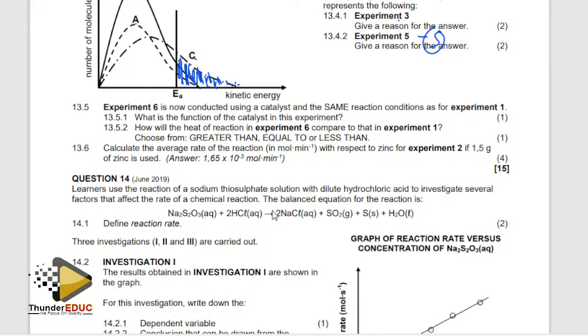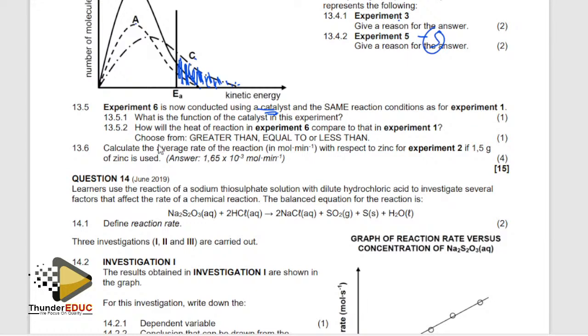Now you go to the next question. What are they saying? Experiment 6 is now conducted using the catalyst. Catalyst, remember, it speeds up the rate of reaction. Yes, it speeds up the rate of what? Reaction. So they are saying the same condition as for experiment 1. What is the function of a catalyst? Speeds up the rate of reaction, or it provides an alternative way in which the reaction can take place in a faster way. Yes, so basically it speeds up the rate of what?